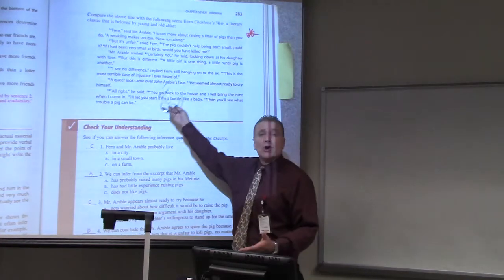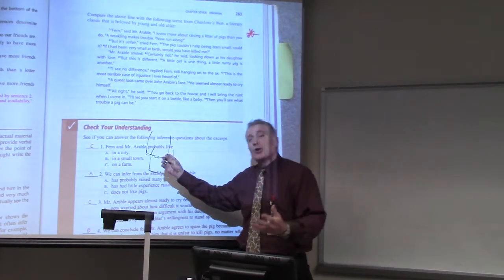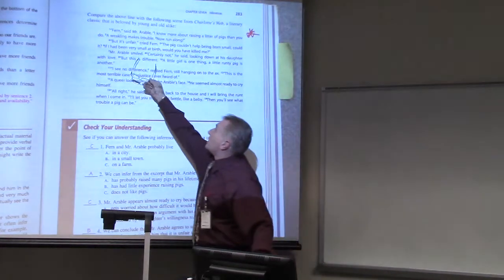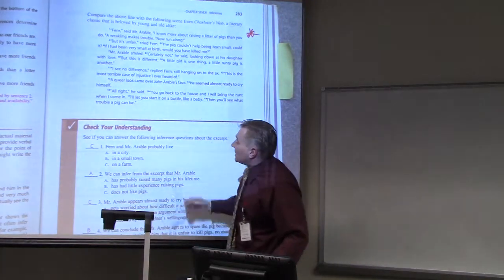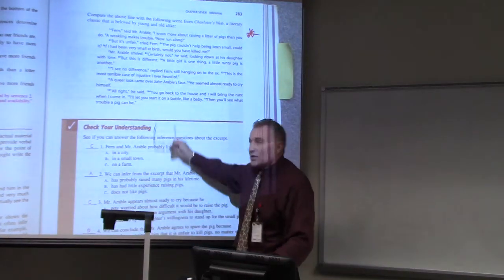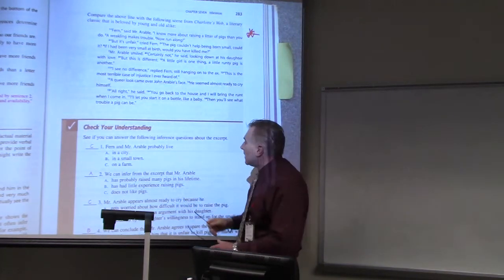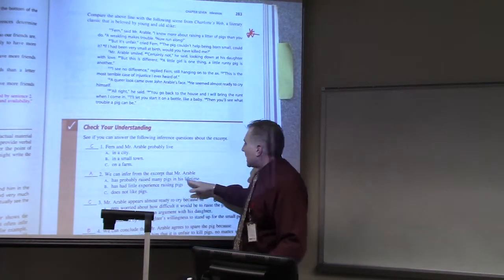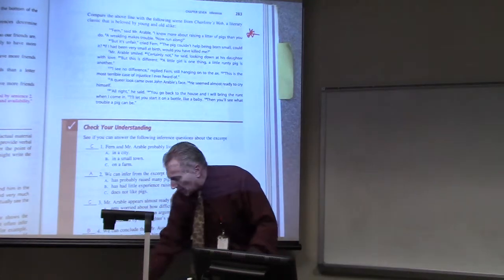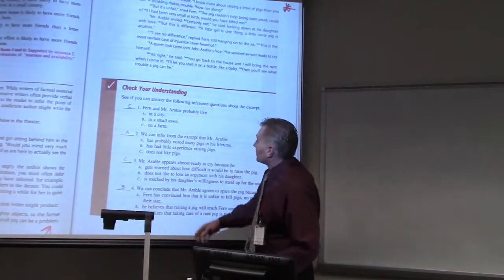Here we see the emotions, and so we have to infer when we read. What does it mean that he smiled? Yeah, it means that he loved the girl. You can answer these questions down below, and you can see what's being inferred. Yeah, he loves the girl. A, he probably had many pigs in his lifetime. Down below, I'm just looking at some of these answers here.